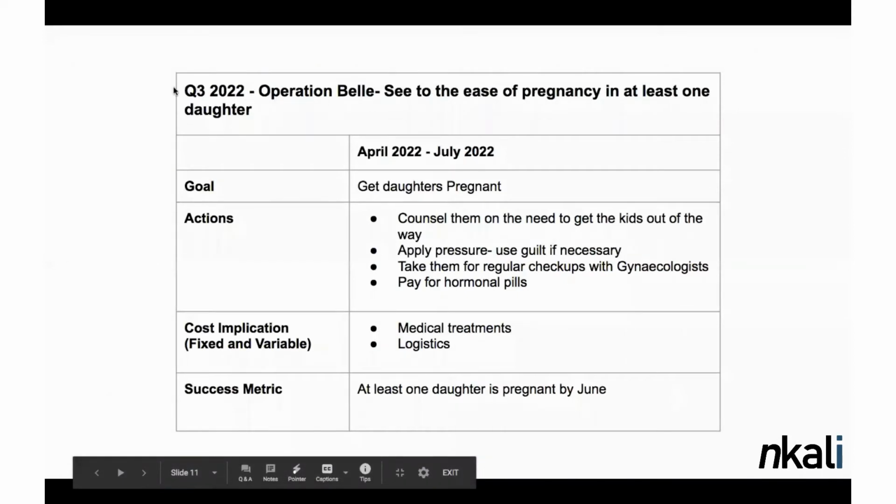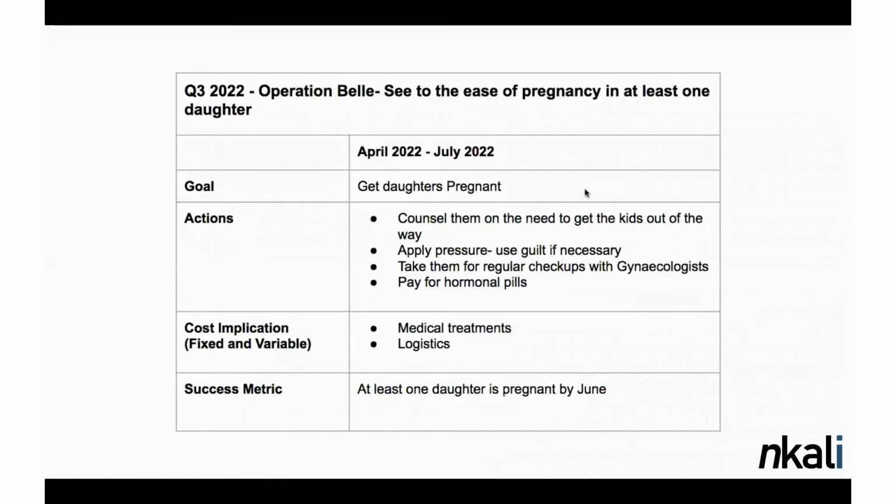Now, Operation Bel-Air is basically the goal is to get her daughters pregnant. At this point, the action is to emphasize why they should have kids early. Apply pressure, use guilt if necessary. These are her tactics, right?